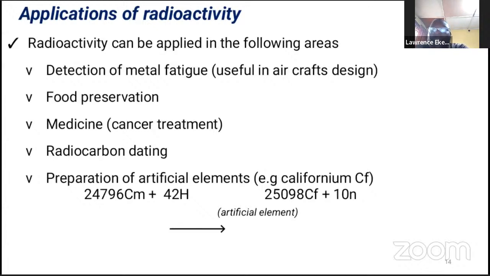Now, lastly, which type of nuclear radiation can be stopped by a piece of paper? Thank you, Amos. The alpha particles. Now, let me test you with this before we close.